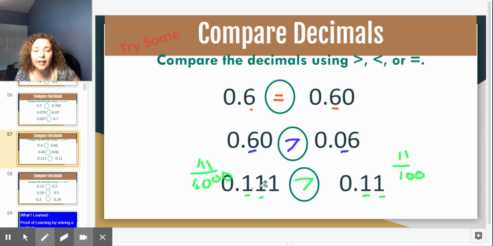So 111 thousandths is actually bigger than 11 hundredths. So think about it this way. This is 111 out of 1,000. This is 11 out of 100. And think about it this way. I could add a 0 here, right? Because it doesn't matter. Now I can compare, and now I can see I have 111 out of 1,000, and this would be 110 out of 1,000. So 111 is bigger.